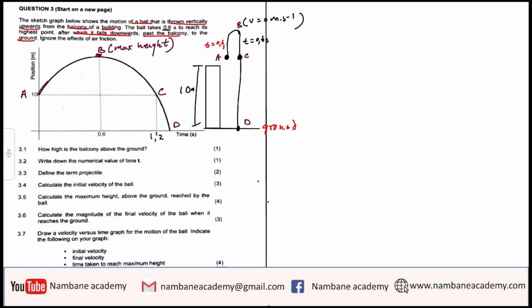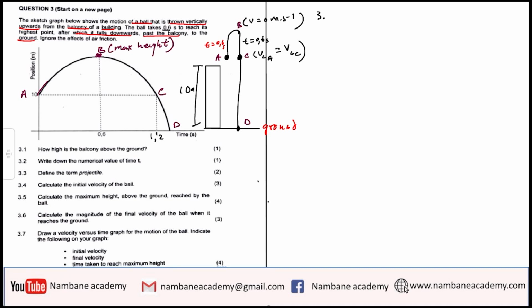So already, without actually looking into the questions, I have a picture of all the important information that I have. What else do I know according to symmetry? V initial at A is equal to V initial at C. That is now important information about the graph that is given. So let's read the questions thereof.